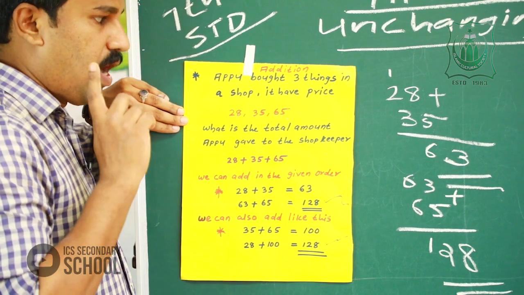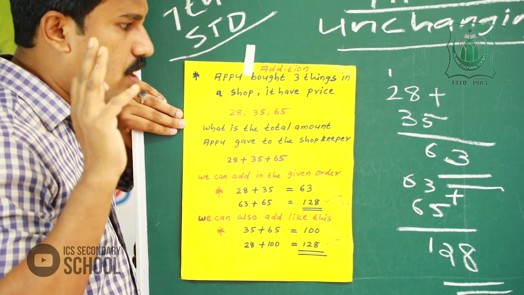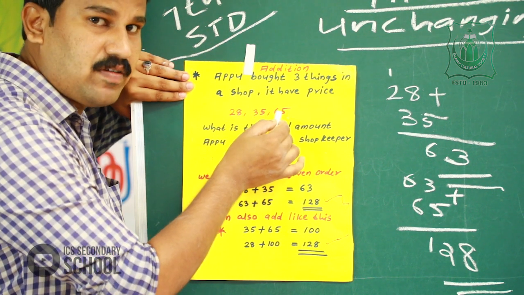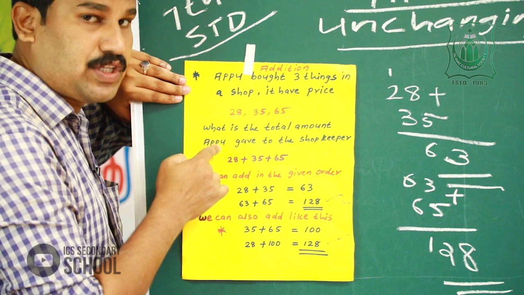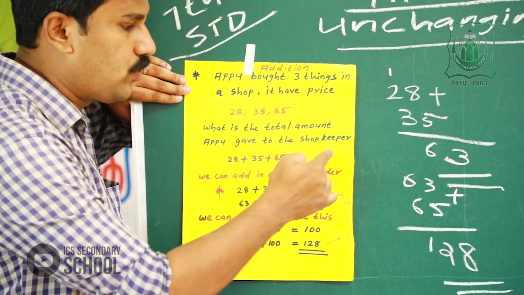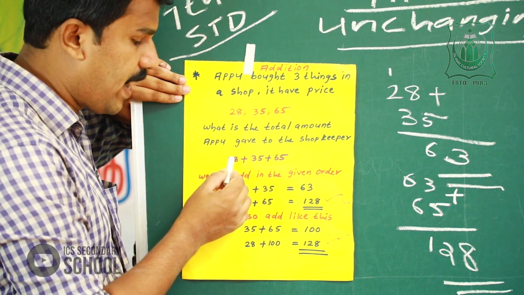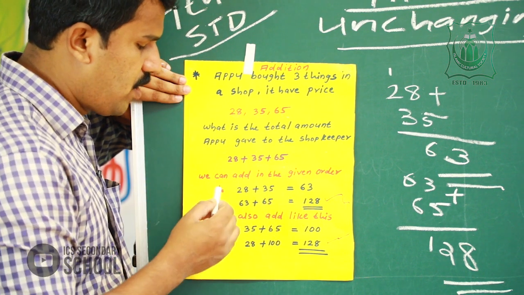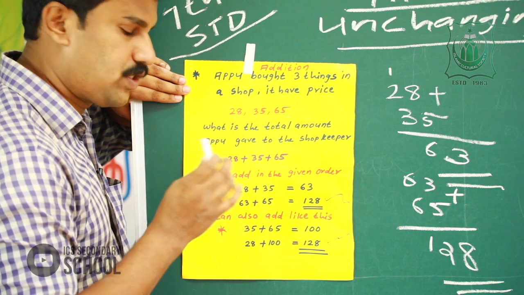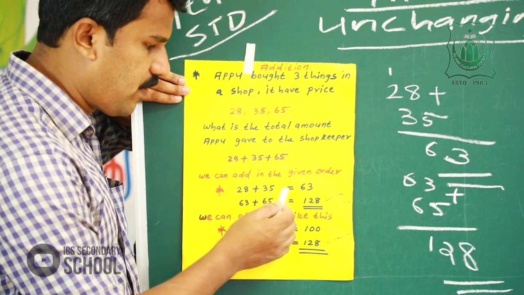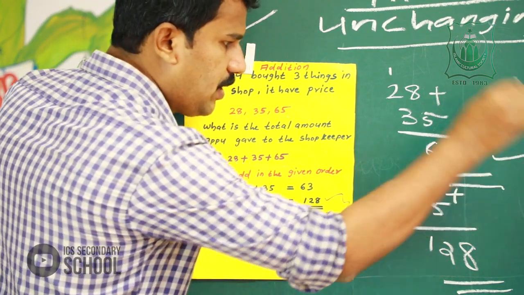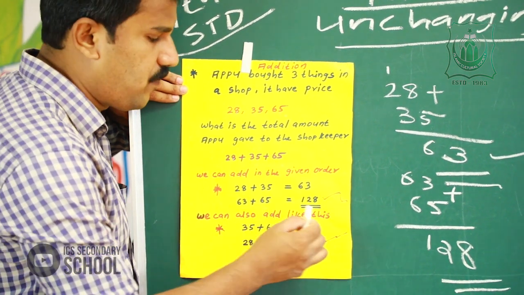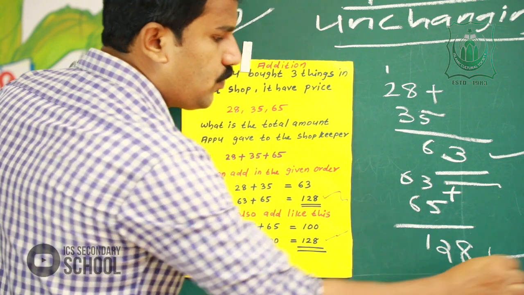So, Appu bought three things in a shop. They have prices 28, 35, 65. What is the total amount Appu gave to the shopkeeper? How can we calculate? Adding 28 plus 35 plus 65. We can add in the given order. First we add 28 plus 35. We got the answer 63. Then 63 plus 65, we got the final answer 128.